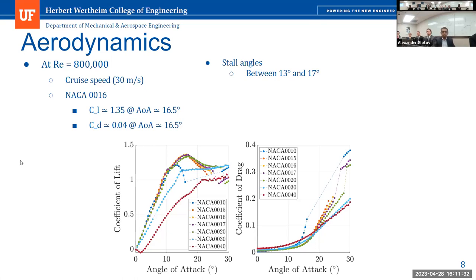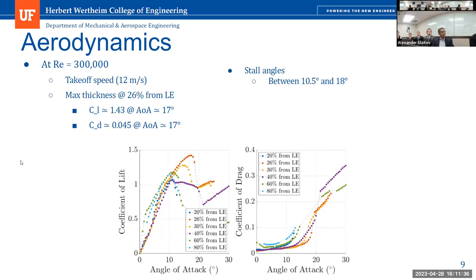Next, for the maximum thickness location, we compared from 20% to 80% from the leading edge, and it was seen that the maximum was at 26% from the leading edge. And again, for the stall angle, the maximum was at around 18, which gives our pilot a better range of control. So the stall angle was not really a condition to select the airfoil. And all these data were simulated using XFLR5, but validated through wind tunnel experiments using similar NACA airfoils to make sure that our data is reliable.